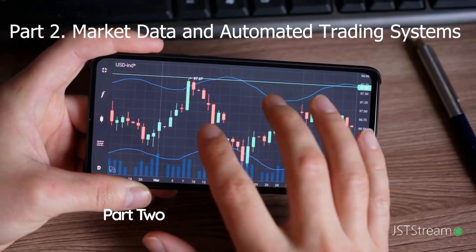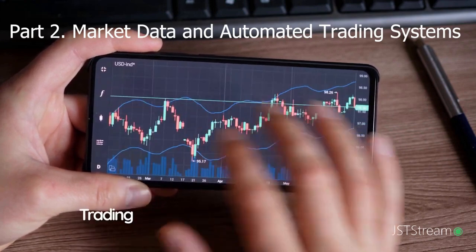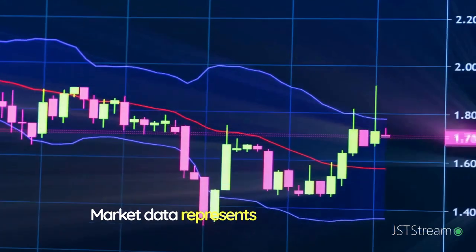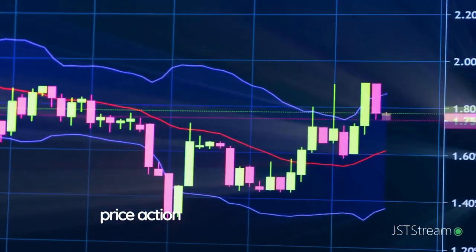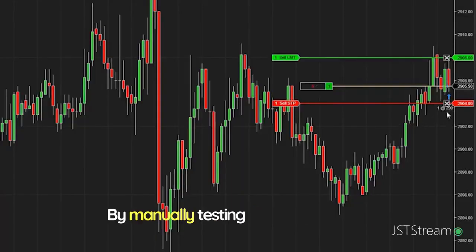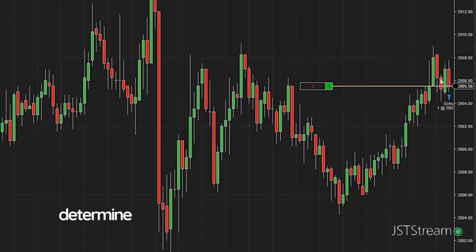Part 2. Market data and automated trading systems. Understanding market data. Market data represents second-by-second price action across all financial markets. By manually testing market data and creating automated trading systems, we can determine viable and executable trading strategies.